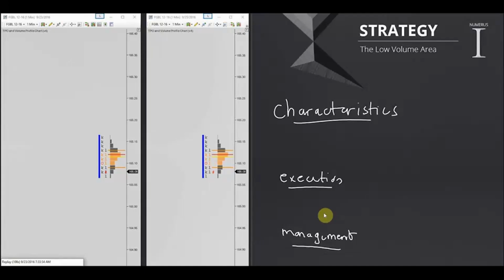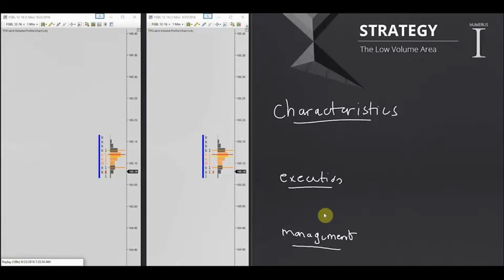Now, let's get straight into it. So our first strategy that we spoke about was the low volume area. First and foremost, before we actually push play, I want to develop a little bit of context, give you a little bit of understanding. It's imperative that each one of these strategies, whilst they have very specific characteristics, execution methodology, and money management, every single one of them needs to be put into a precise, exact context, because it's this context that is going to determine how the strategy will actually play out.